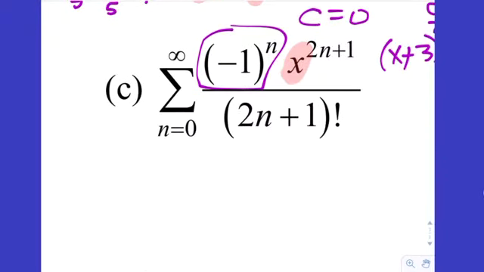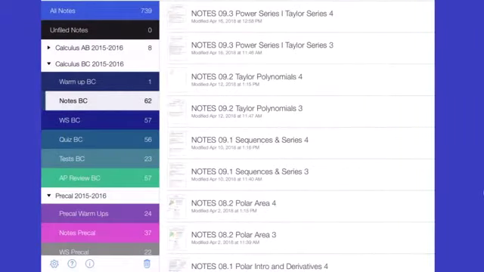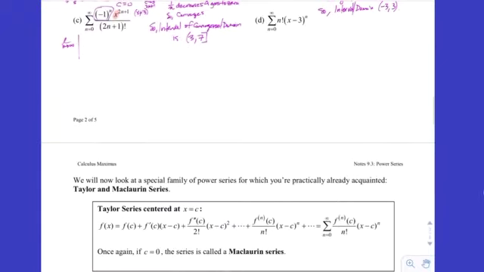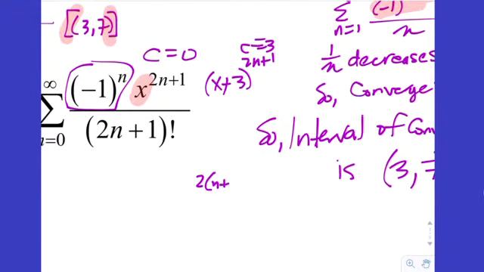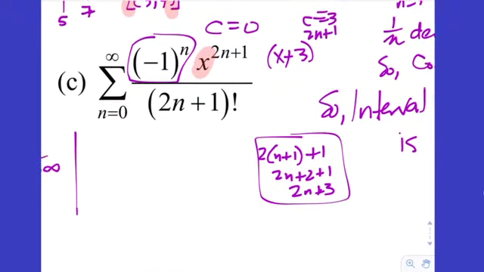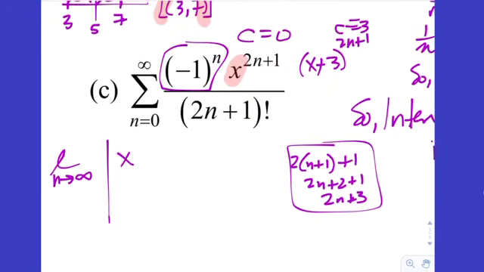So when we do the ratio test, here's what it's going to look like. The limit as n goes to infinity. We don't need the alternator in the ratio test. So when we replace n with n plus 1, just a little note right here, 2 times n plus 1 is 2n plus 2 plus 1, which is 2n plus 3. So that's what you get when you replace n with n plus 1. So this becomes x to the 2n plus 3 power all over 2n plus 3 factorial.